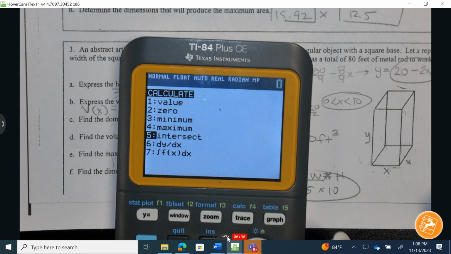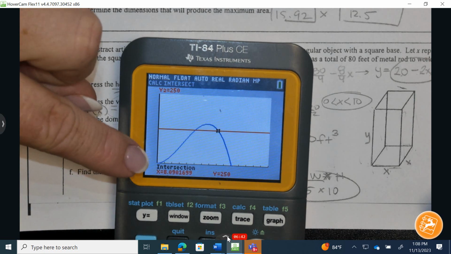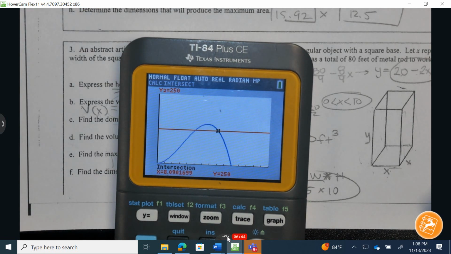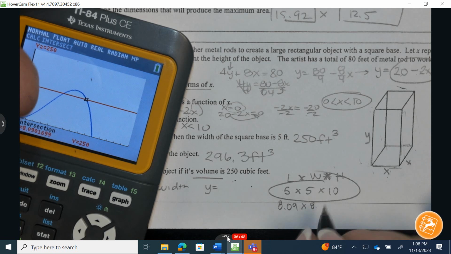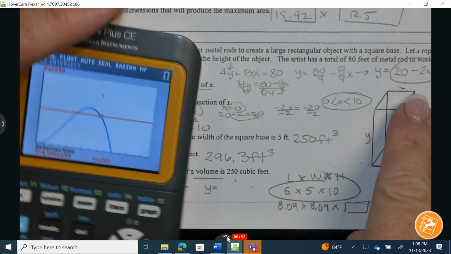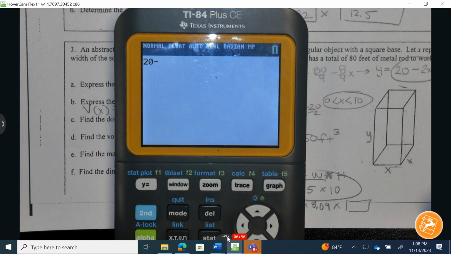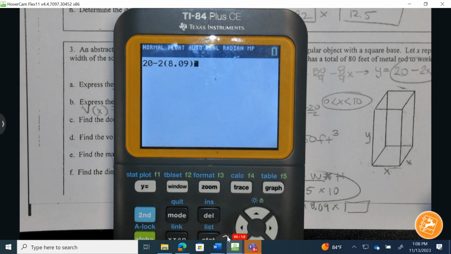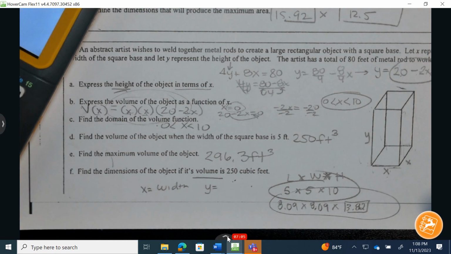Second trace, intersect, enter, enter, enter. Another option is 8.09. So 8.09 times 8.09 times, now I need to figure out what the height is. So I do the exact same thing. I'm going to take 20, subtract 2 times 8.09, and I get an answer of 3.82. So I have 2 different options.